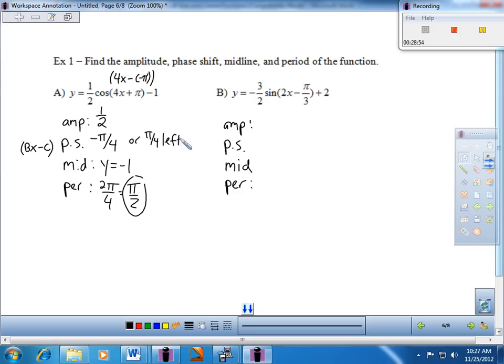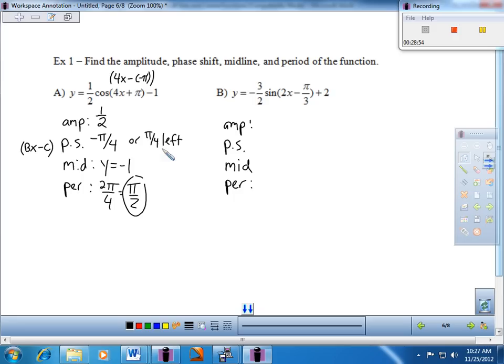So I don't care how you write it. You don't have to write to the left; the negative tells it to me automatically. Or you could exclude the negative and just give me the direction. You could say pi over 4 to the right or to the left. In this case, to the left. So either one right there would work.